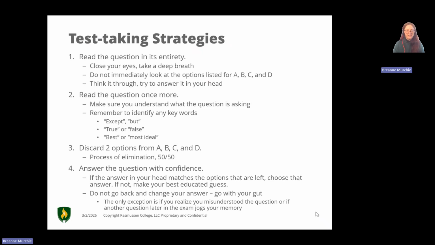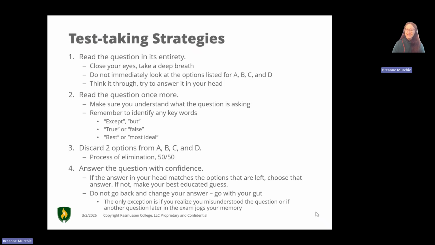Back at it again with our test taking strategies. We are going to continue practicing these throughout Practicum 1 and 2. This is for your benefit. So just a quick recap. Step number 1 is going to be read the question in its entirety. Try to read this as slowly as possible, digest it, take a deep breath, and then do your best to answer it in your head before you look at A, B, C, and D. So first, read the question in its entirety.